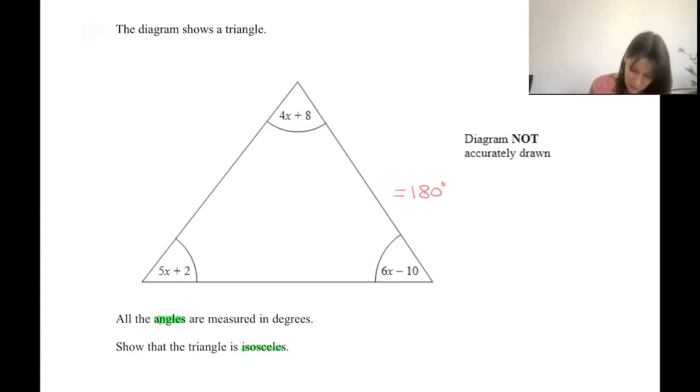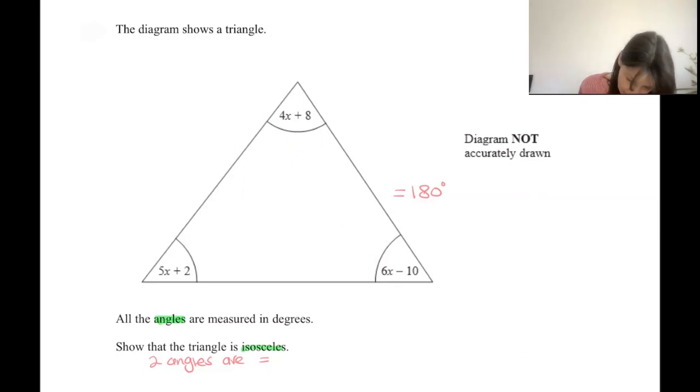Isosceles means that two angles are going to be the same. Two angles are equal. So I really need to find the value of these angles as actual numbers and not algebra so I can make some comparisons. So my first job is really to find out what x is equal to. So I know that the three angles, all of these angles added together must equal 180. So that's where I start the problem.